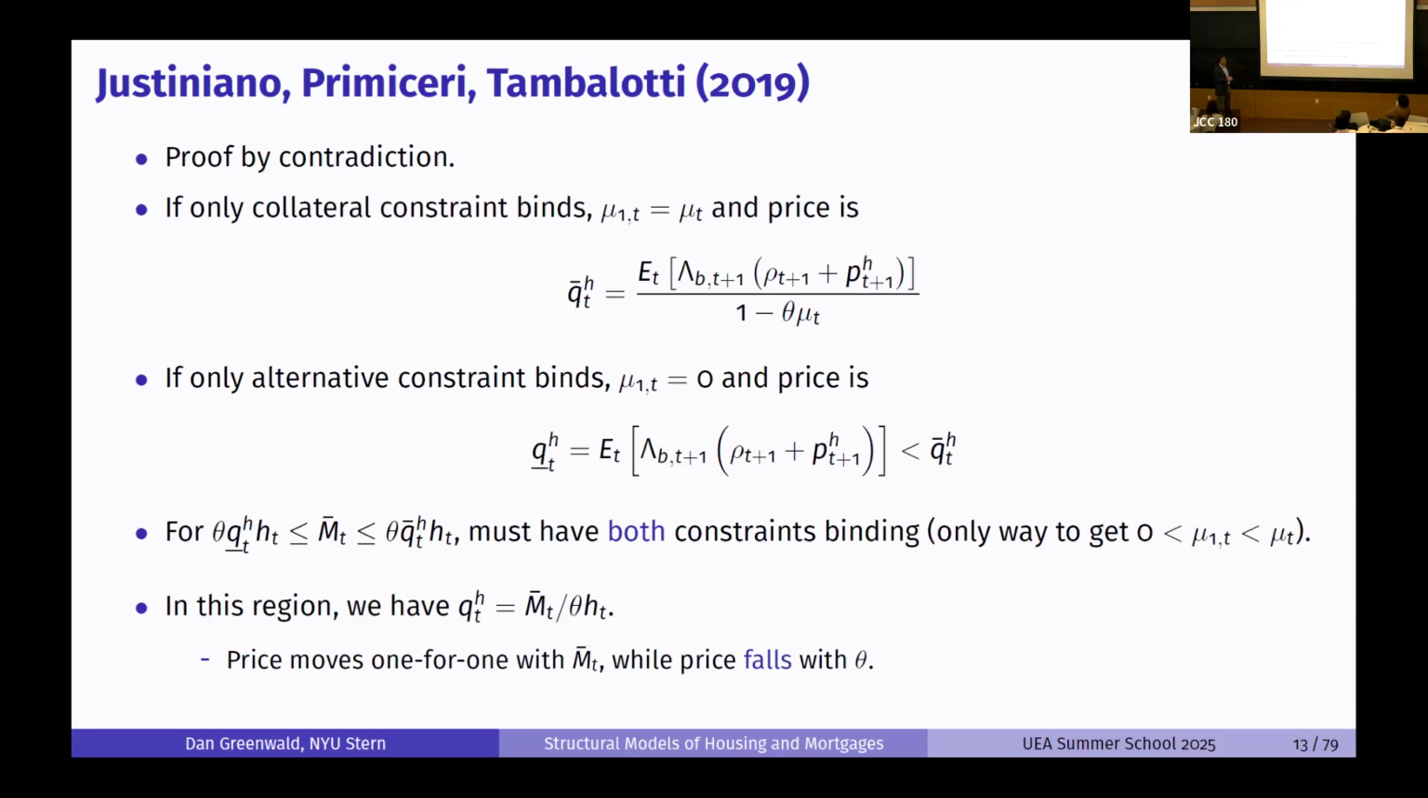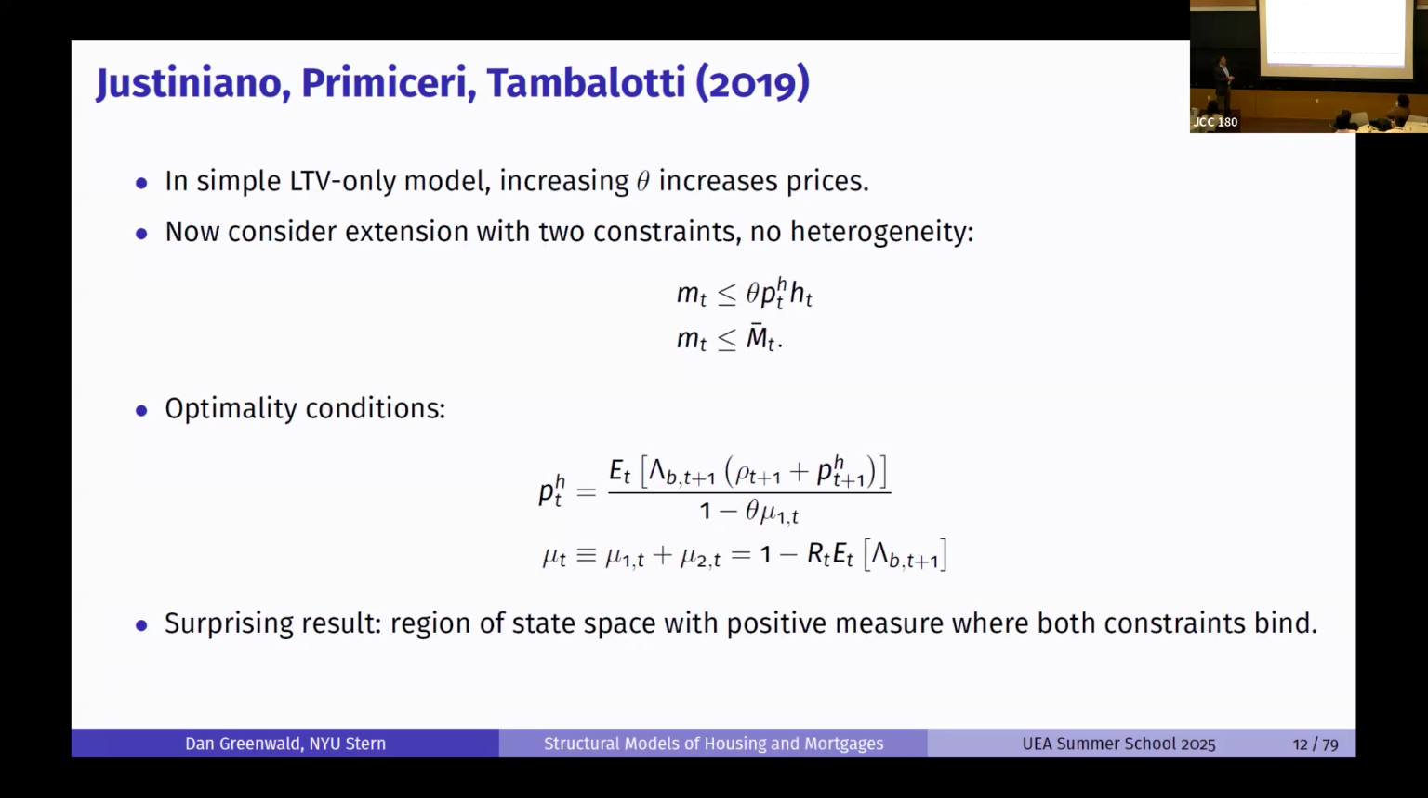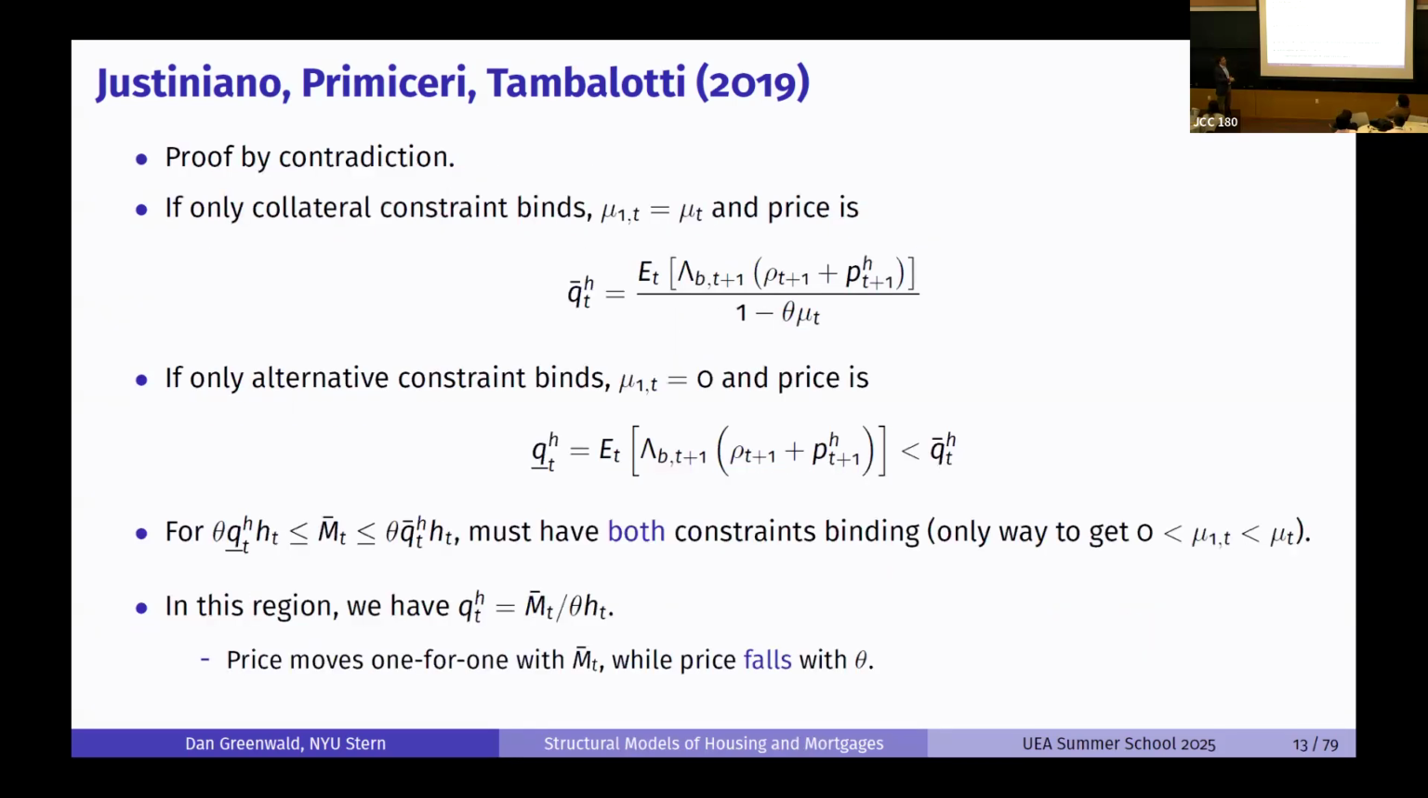Right, so in this region, the two things have to be equal, right? And that means that if we set these things equal, sorry, I switched from P to Q for some reason. If you set these things equal and then solve for the price, then that price has to be M bar over theta H. So in this region of the state space, if you increase M bar, you increase the price 1 for 1. So whatever this limit is, if you increase it 1%, you increase the price 1%.